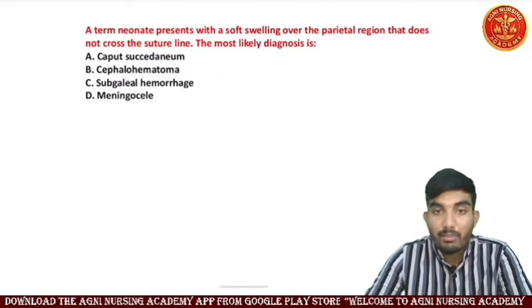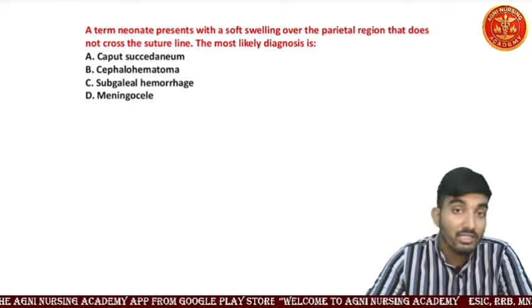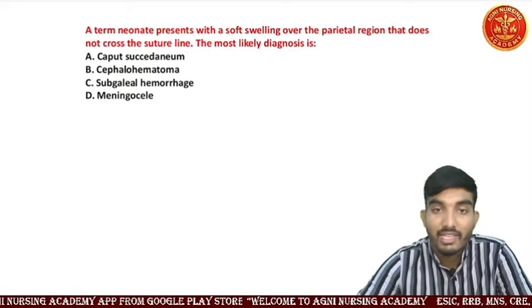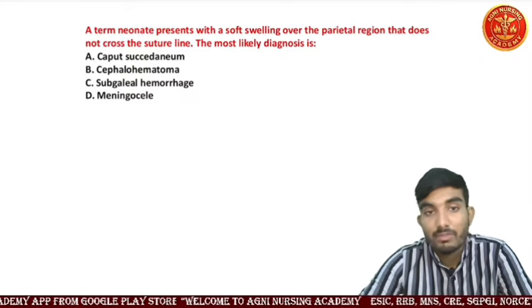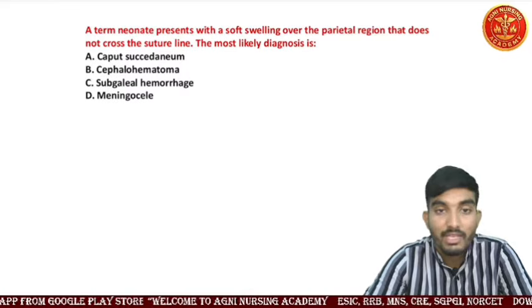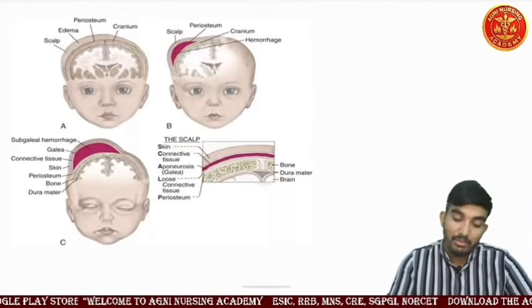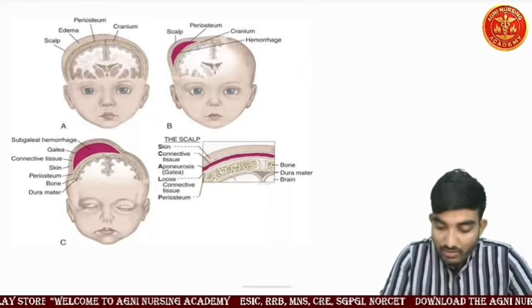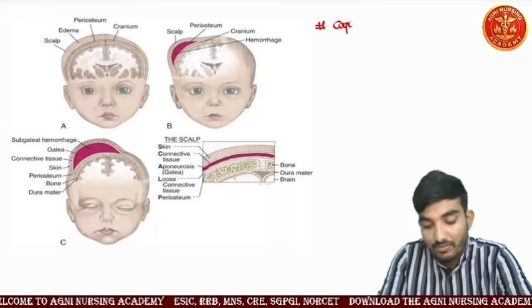A term neonate presents with a soft swelling over the parietal region that does not cross the suture lines, and the most likely diagnosis is: option A, caput succedaneum; option B, cephalohematoma; option C, subgaleal hemorrhage; option D, meningocele. We'll see in the image. First, we'll discuss image A, caput succedaneum.